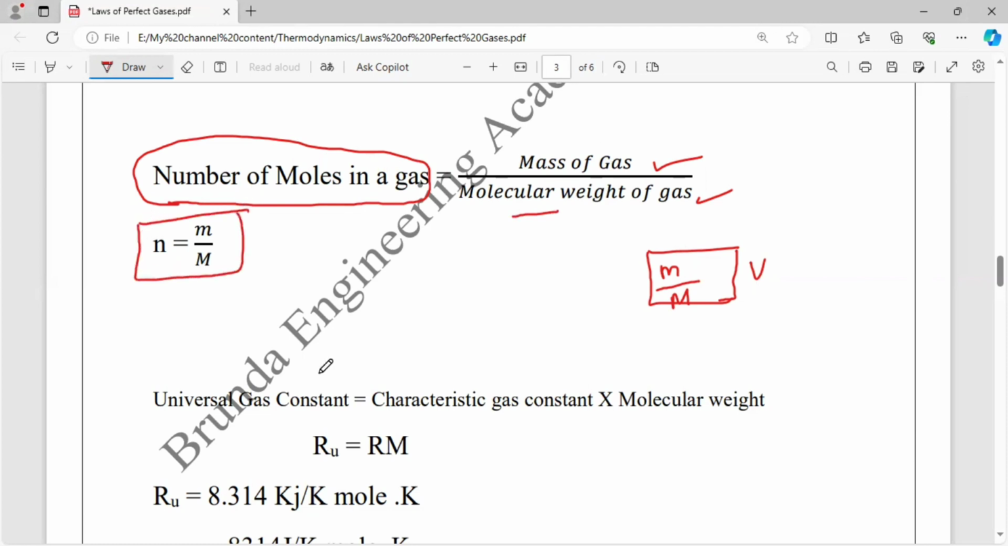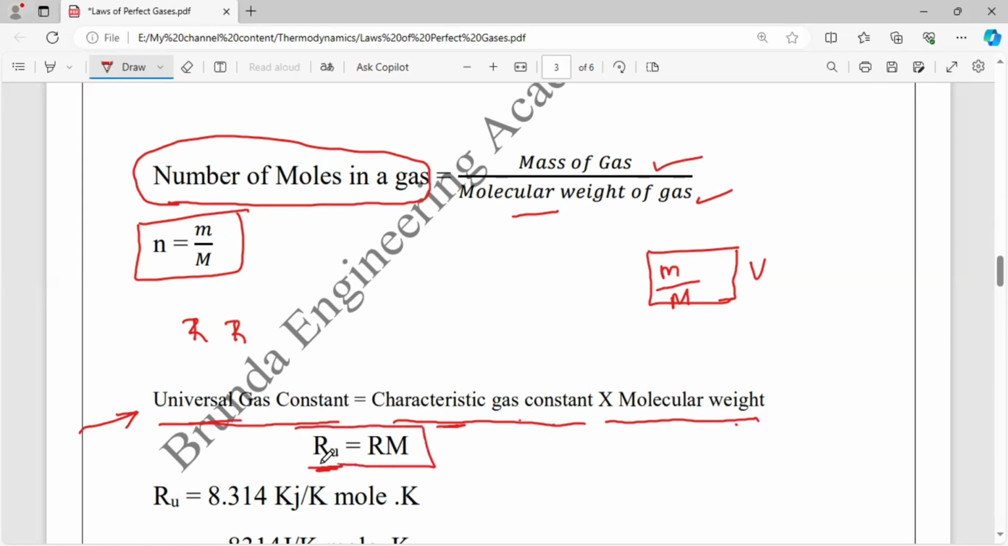And one more thing is the universal gas constant. Previously we took the characteristic gas constant, whereas this is the universal gas constant, represented by Ru. Universal gas constant is the product of the characteristic gas constant and molecular weight. This can be simply written as Ru equal to R into M, where Ru is the universal gas constant, R is the characteristic gas constant and M is the molecular weight.